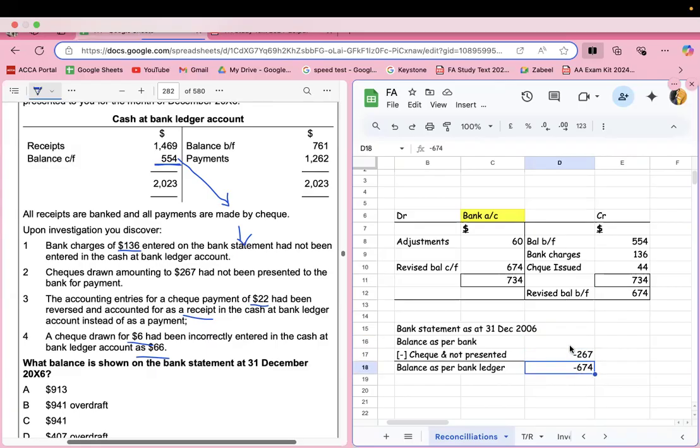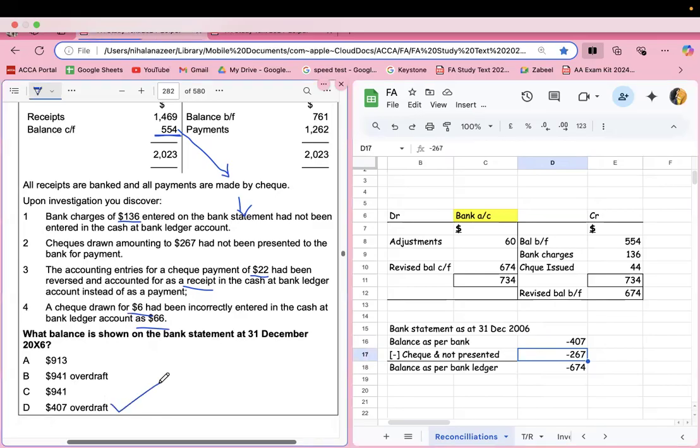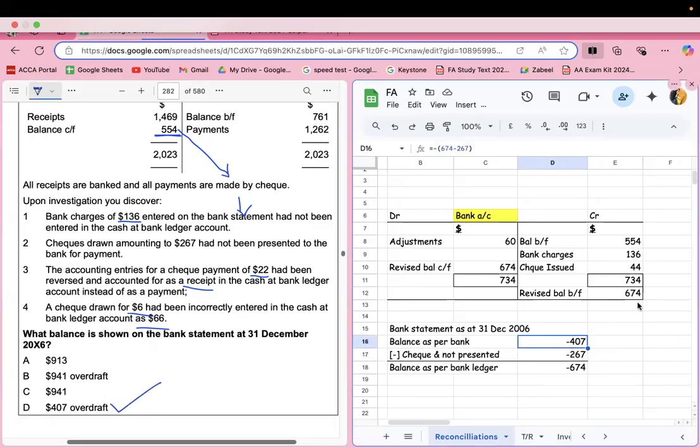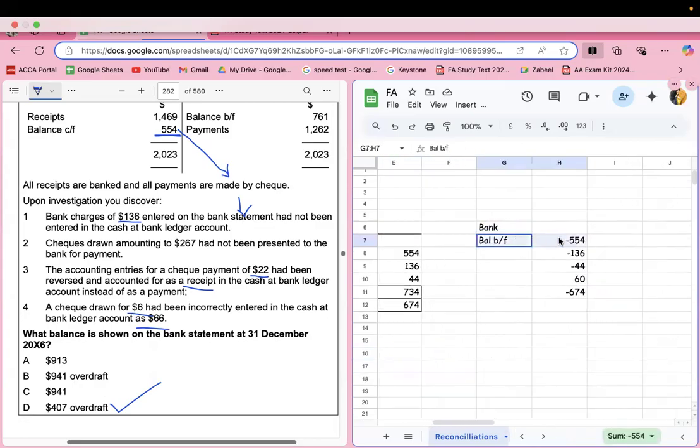So what happens in order to reach minus 674? What do you need? You need 400 and something extra, right? So that is equal to minus 674 minus 267 in order to reach that amount. So minus 407. Clear, no? So minus 407 is the overdraft because it is a minus balance. Now, instead of a ledger, how can you do this? The brought forward, since it is on the credit side, would be taken as a negative balance. Clear now? Okay.